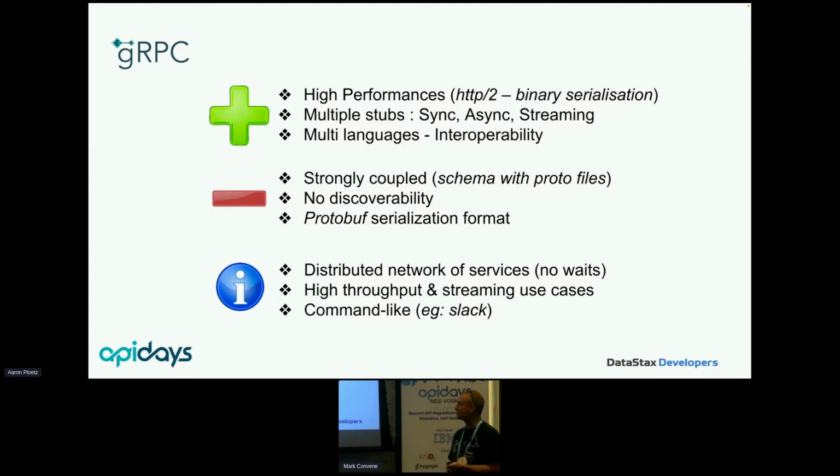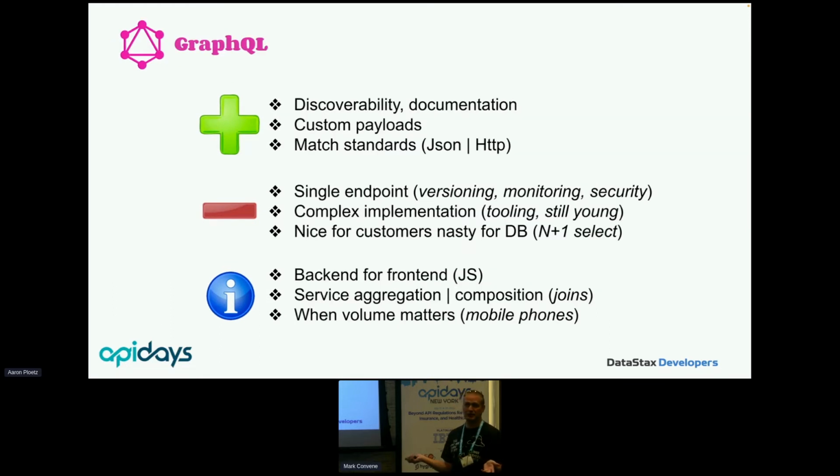So that's gRPC. And then of course GraphQL. It's easily discoverable. You can have your custom payloads. It matches standards well. Some of the drawbacks are at the implementation level, on the database engineering side, that can be a little complex. It's great in that it abstracts everything away and makes it easy for your developers to use. But for your database folks, it can be pretty complex to get set up and get everything exposed.